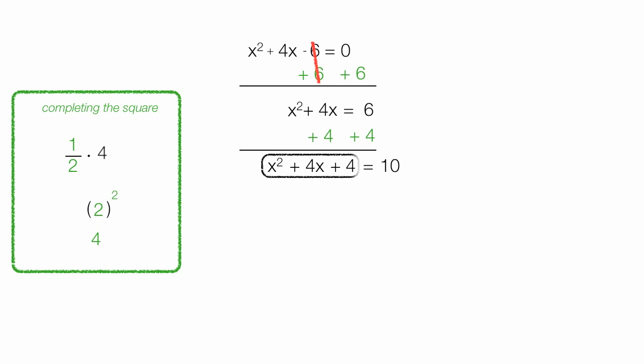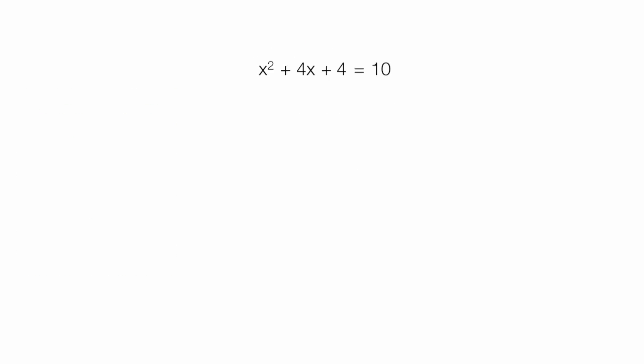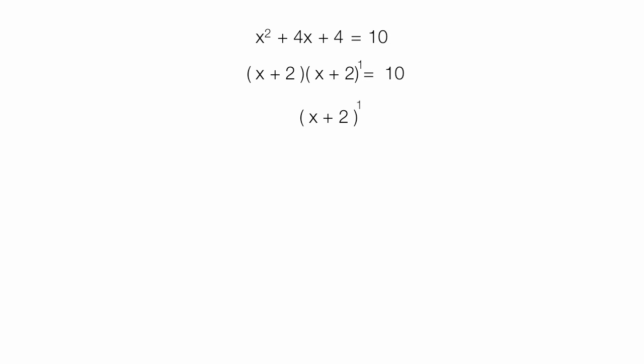And this part of the equation is really easy to factor. So I'll factor that. This works out to be x plus 2 times x plus 2 is equal to 10. These x plus 2's are actually both raised to the first power, so I can add those together to get x plus 2 to the second power equal to 10.